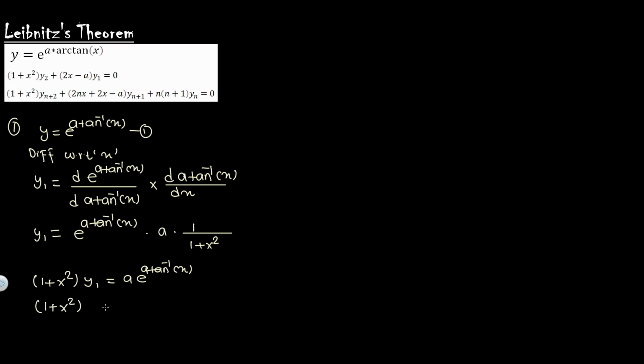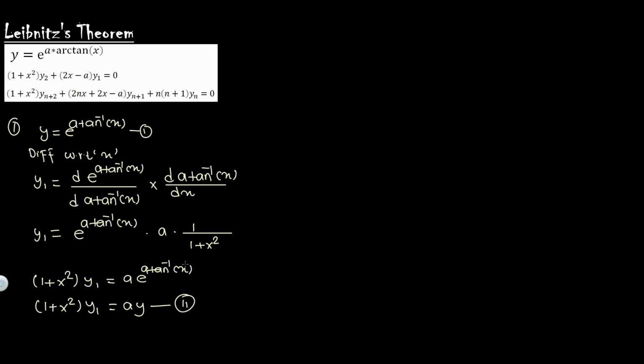In the next step, we have 1 plus x square y1 equals a. If you notice, e to the power a tan inverse x is y, so we can replace this term with y. Now to prove this, we have y2 here, meaning we have to differentiate y 2 times with respect to x. We have already done it one time, so we have to differentiate this expression again one more time with respect to x. I'll make it equation 2.